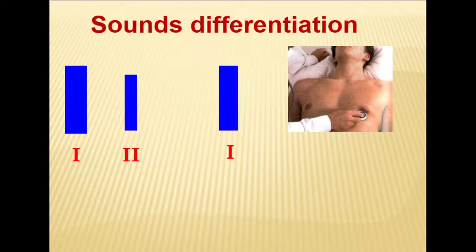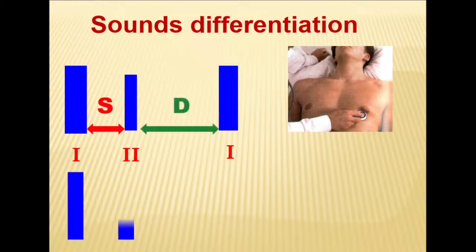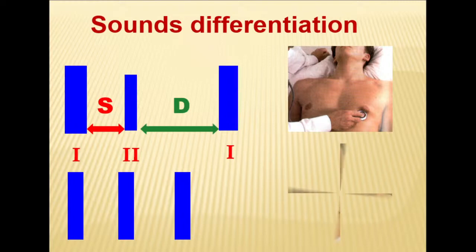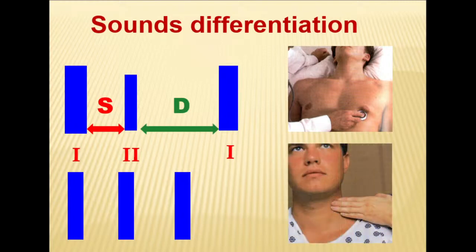But in case of tachycardia, when the cardiac rate accelerated, diastolic period shortening and sometimes becomes same with systolic. How can you differentiate sound in this case? We'll compare heart contraction with pulsation carotid artery.